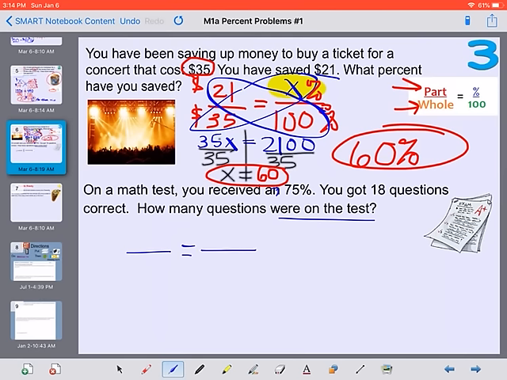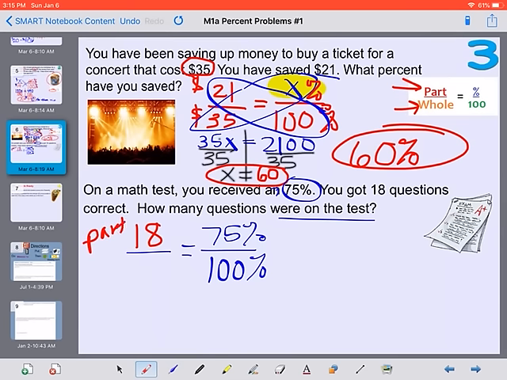So starting with what we know, we received 75%. Out of, we know 100% total would have been the highest score we could get. And we know we got 18 questions correct. So we got 18, that's the part that we got correct. The total, we don't know. That's what we're trying to figure out. What was the total number of questions? So let's cross multiply.